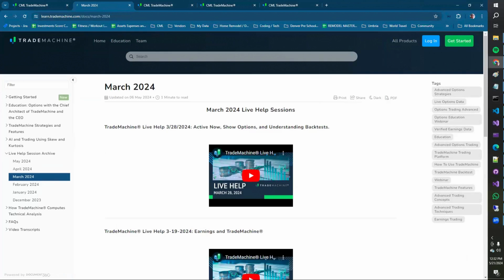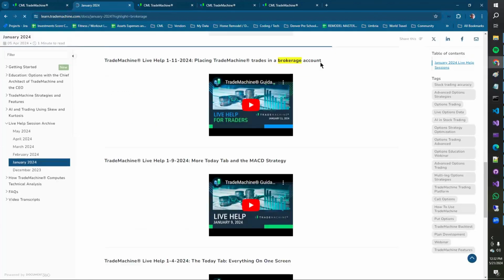There are some that are even labeled as taking a trade into your brokerage, so they're easy to find. So if you search brokerage, you might be able to find one pop up for you and save you some time. Great. There's an example.